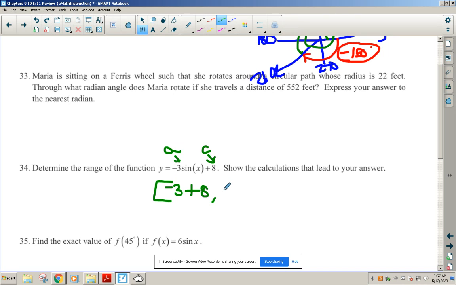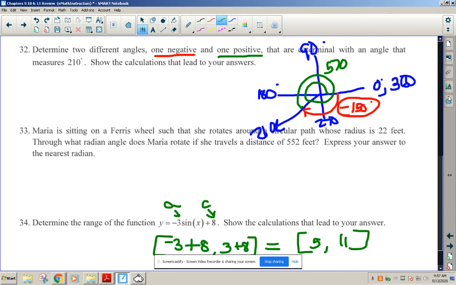And from 8, I went to positive 3 above the 8. Showing your calculations means just this, guys. Look at how I'm showing you exactly what my thoughts are. This would be going from 5 to 11. So the range on this would be 5 to 11, the amplitude and the midline together.